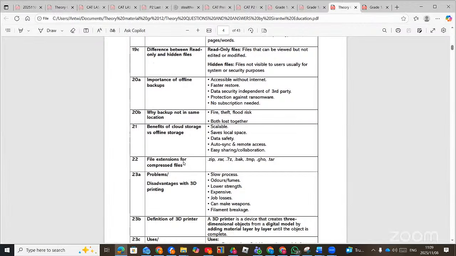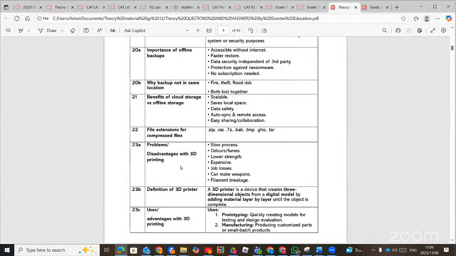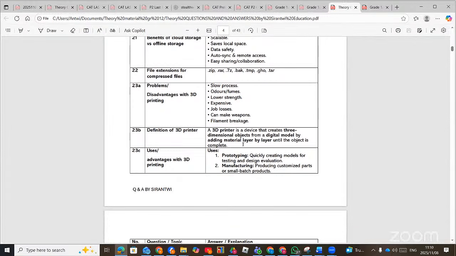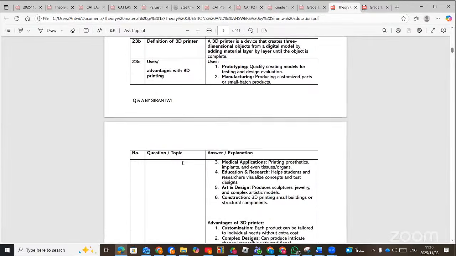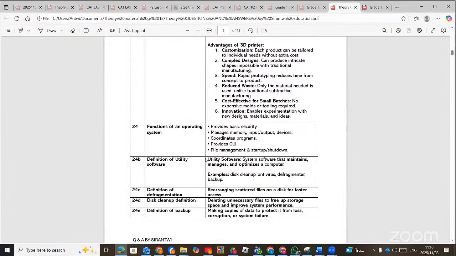File extension for compressed files: zip, rar, 7-zip, and others. I've talked about all this in the explanation, but the questions are from that also. Disadvantages of 3D printer: slow process, low strength, different file smell, and expensive to use, job losses and others. Definition of 3D printer, uses of 3D printer. You need to know some of these content also.